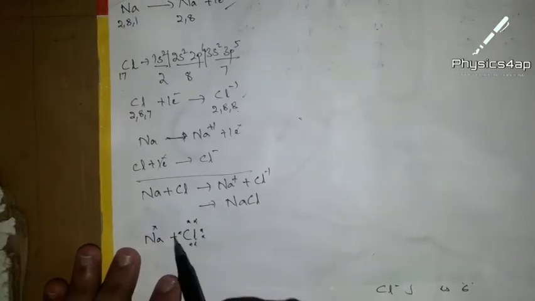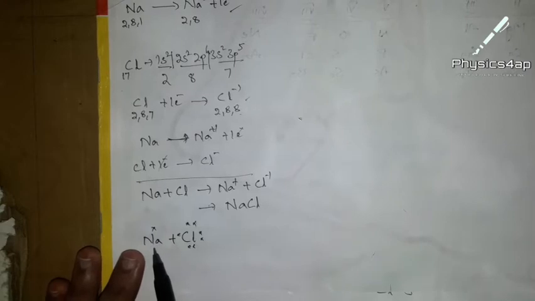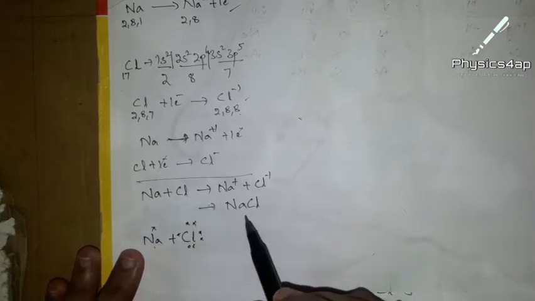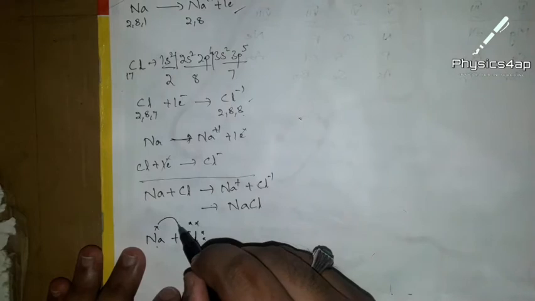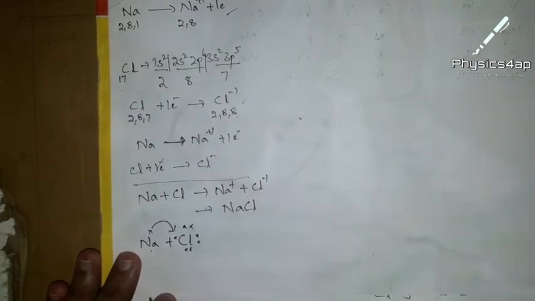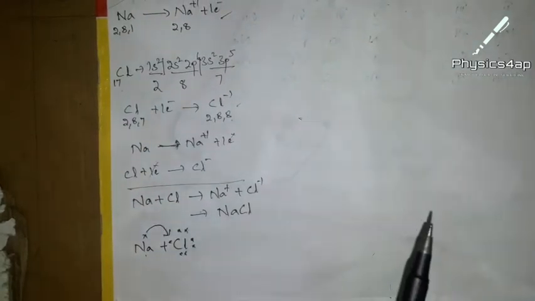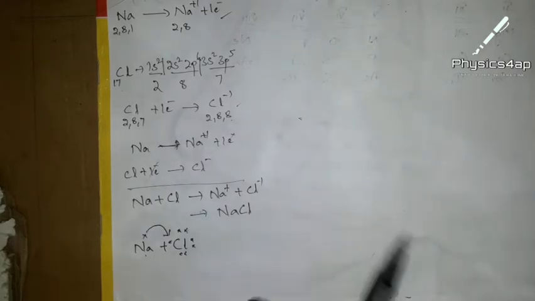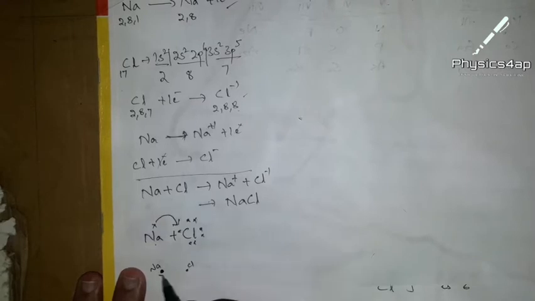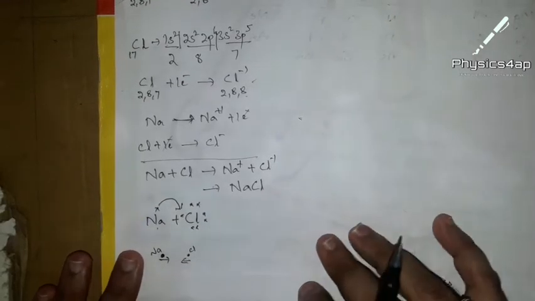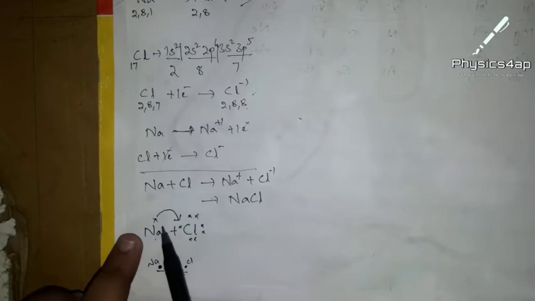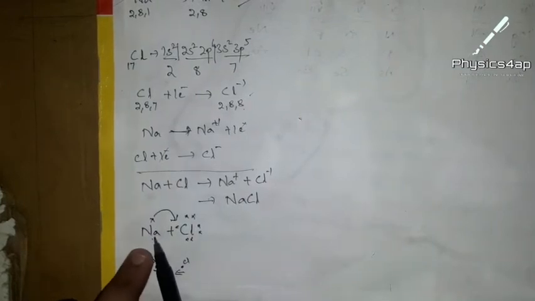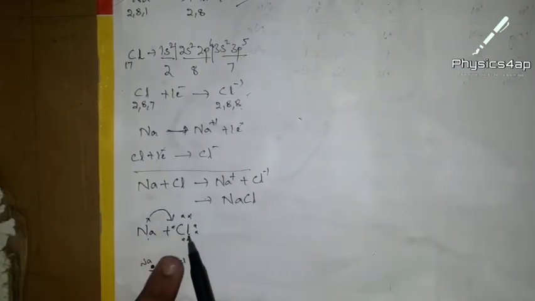Now what happens here is that the 1 electron present in the sodium is transferred to the chlorine. Understand that Na cannot lose 1 electron by itself. When a chlorine atom comes near the sodium atom and these two atoms combine, the outermost electron present in the sodium is attracted to the chlorine.